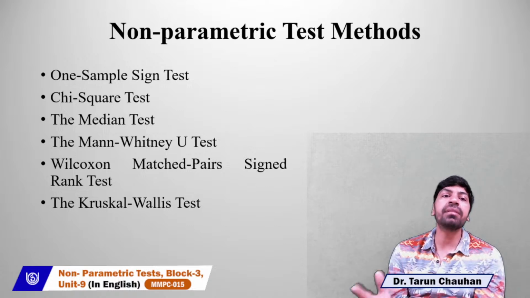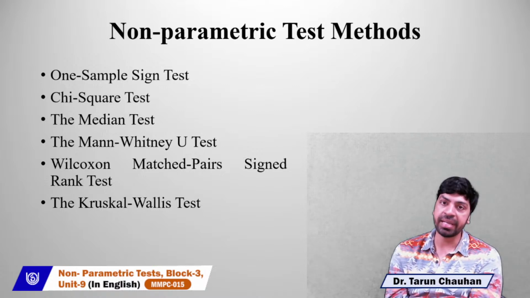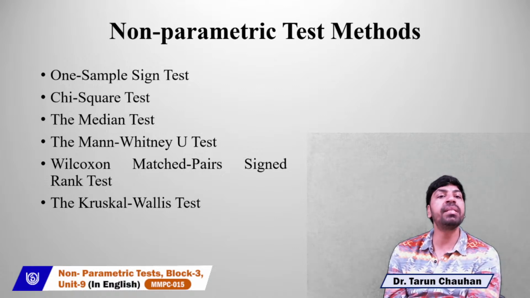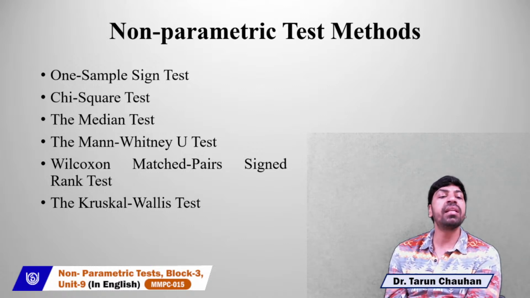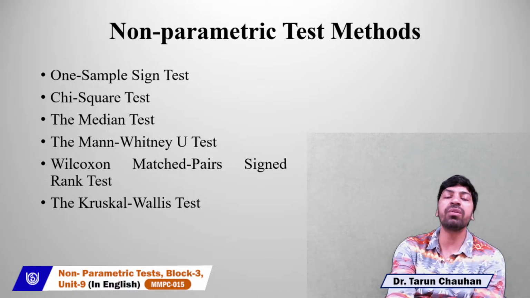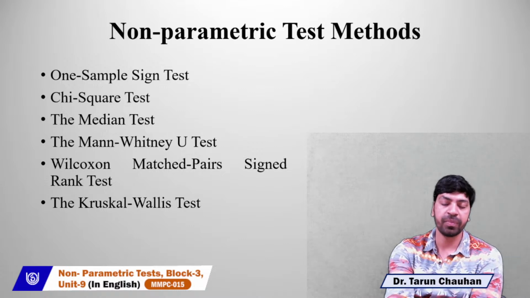Now, these are the methods to which the following tests are to be applied, and all these tests are called non-parametric tests. The first one is the one sample sign test. The second is the chi-squared test. The third is the median test. The fourth is the Mann-Whitney U test. The fifth is the Wilcoxon matched pair signed rank test. And the last one is the Kruskal-Wallis test. So let's begin one by one, with an overview and numerical examples to study these tests.